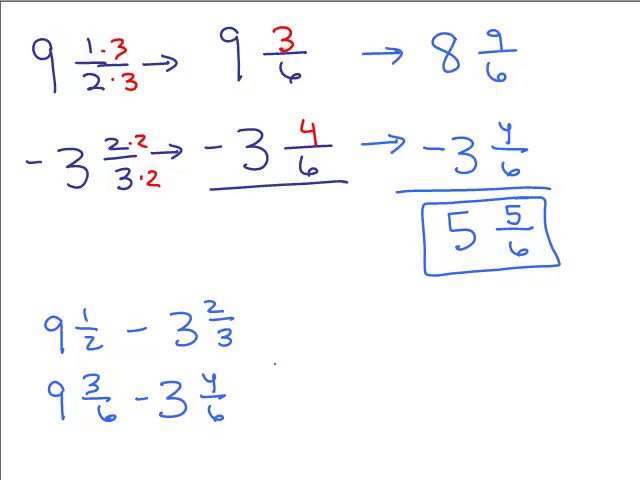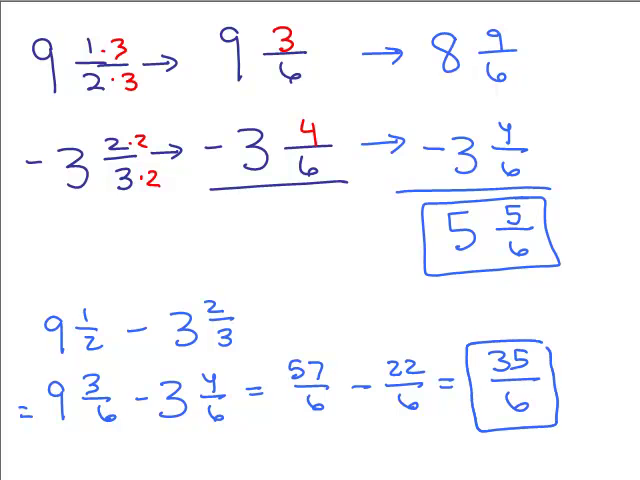And now I'm going to go ahead and change that to improper fractions. So that's 54 plus 3, 57/6 minus 6 times 3 is 18 plus 4, 22/6. And now I could subtract, and that's 35/6. And yes, that is the same answer as 5 and 5/6. You could also have first changed 9 and 1/2 minus 3 and 2/3 to improper fractions before getting a common denominator. That's up to you, which you want to do first. All right, let's do another one.